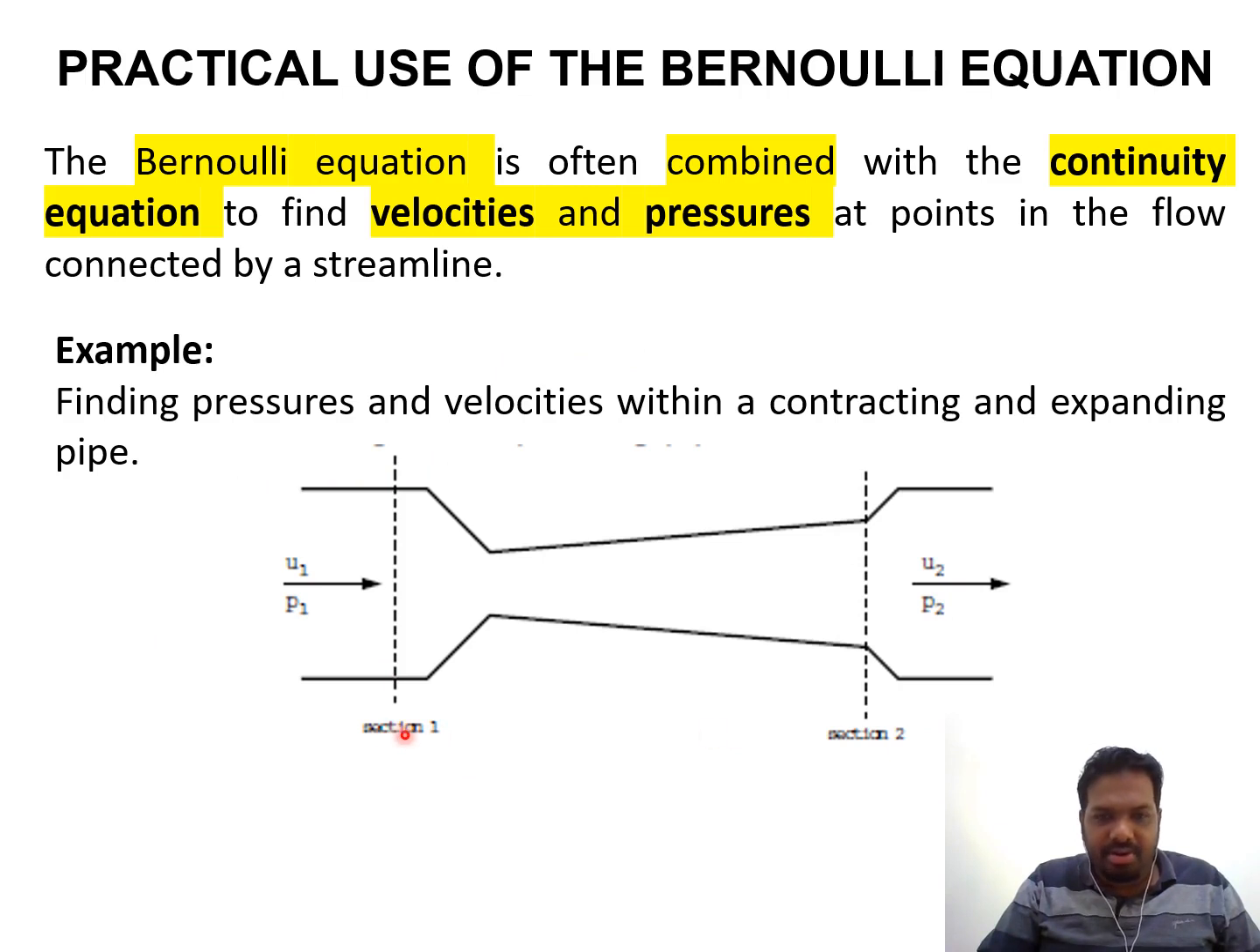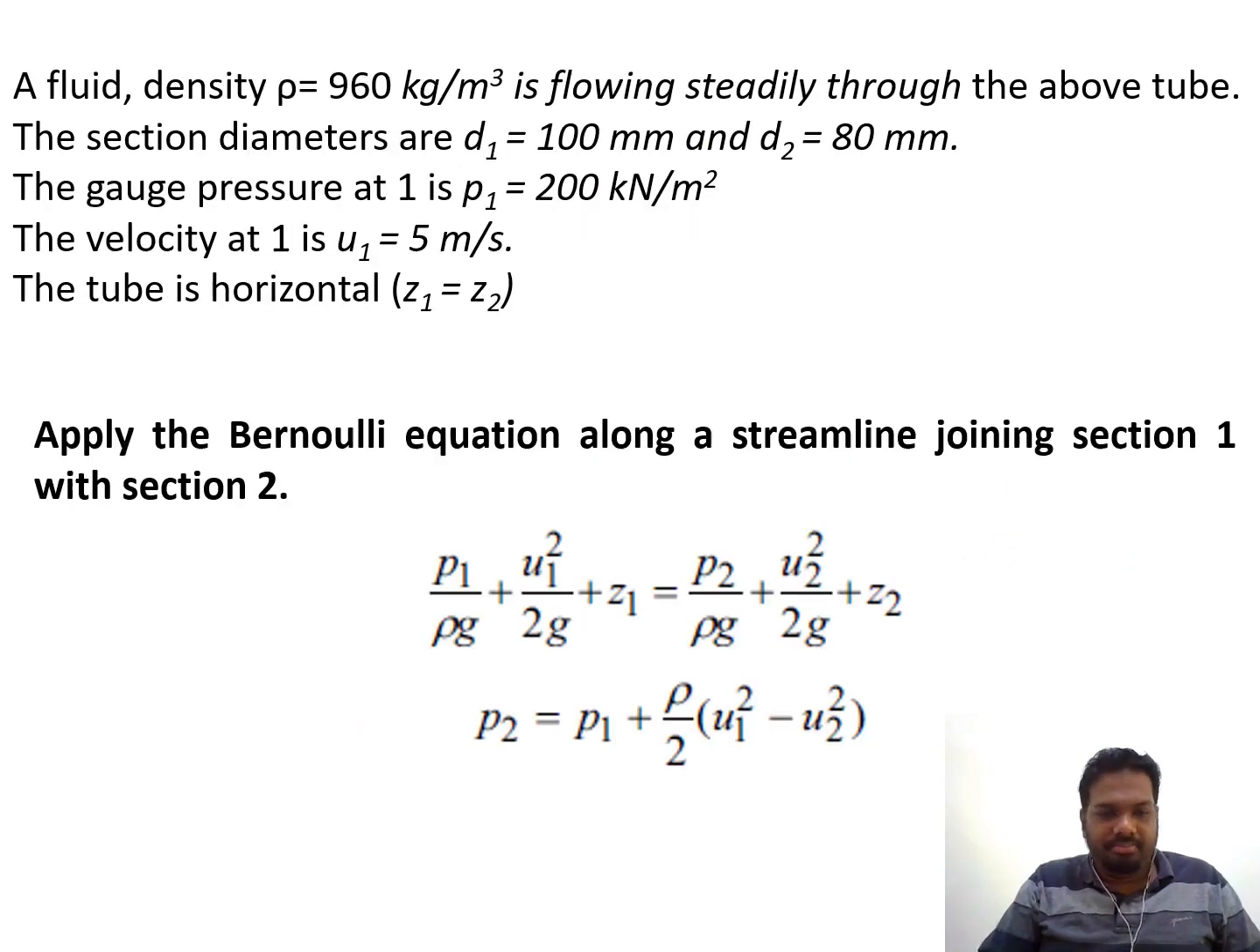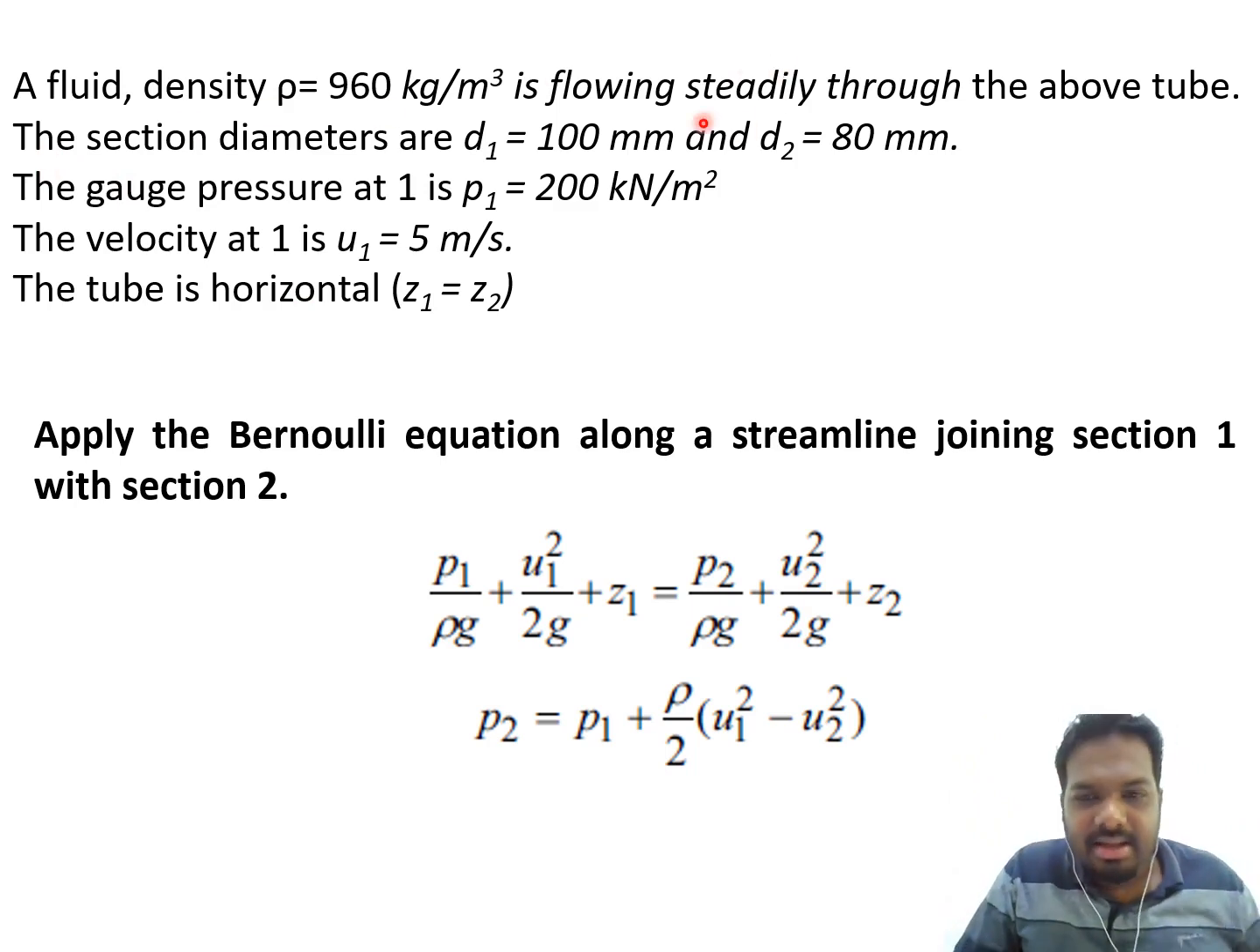For example, you have a system here with 2 points, section 1 and section 2. Section 1 has its particular velocity and pressure, and section 2 also has its particular velocity and pressure. The example asks you to find the pressure and velocity in a contracting and expanding pipe. These are the parameters given. We will see in this example how we can use Bernoulli's equation with the continuity equation to find values.